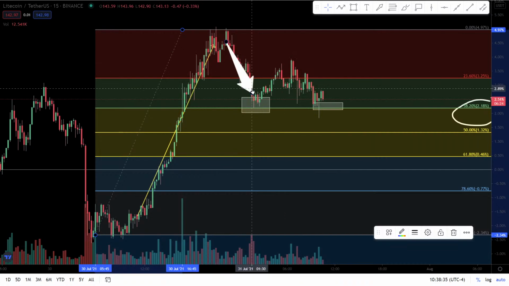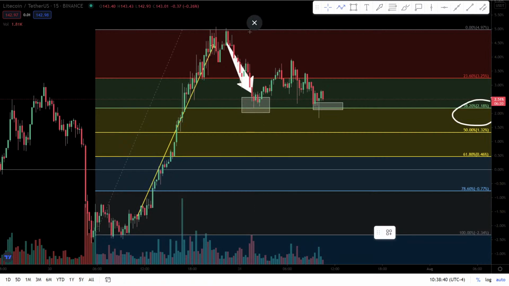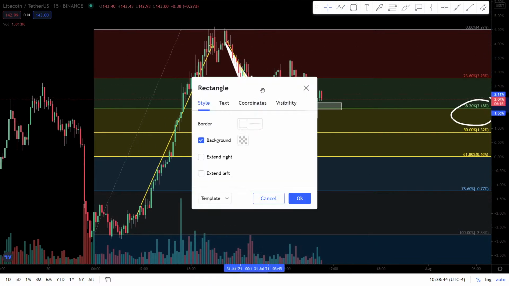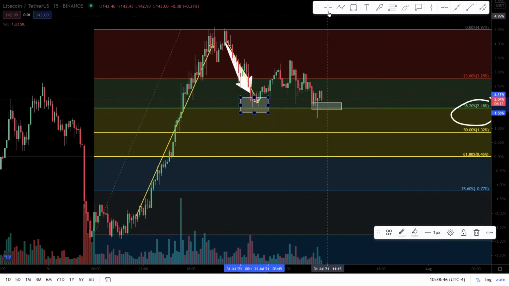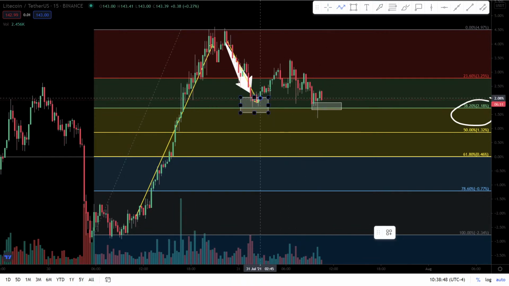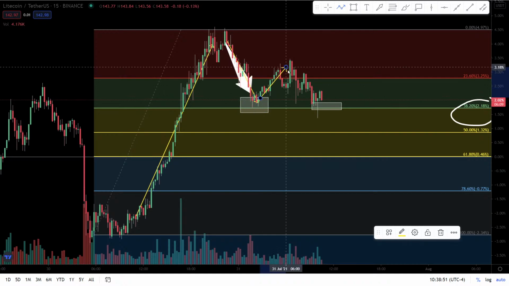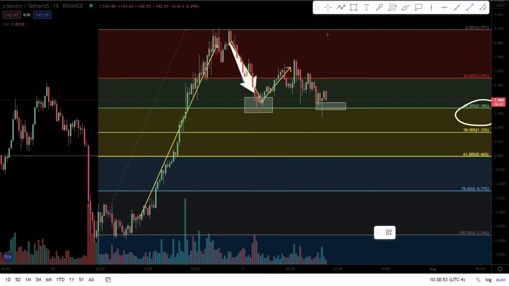What I see going on here, are we still on Litecoin? I see a nice W playing out here. So we could have a down, and then we could have an up, and then we could have another down.